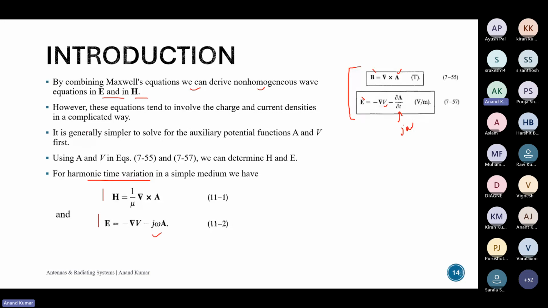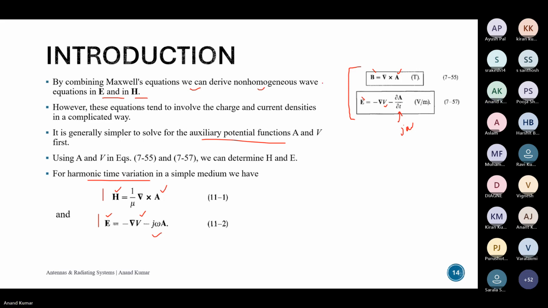So we'll start with the auxiliary potential functions. Basically, what we do is we try to find out the auxiliary potentials, and once we have these auxiliary potentials, we can find out the radiated electric and magnetic fields using these.